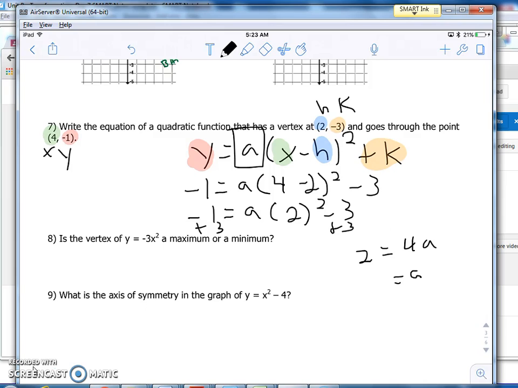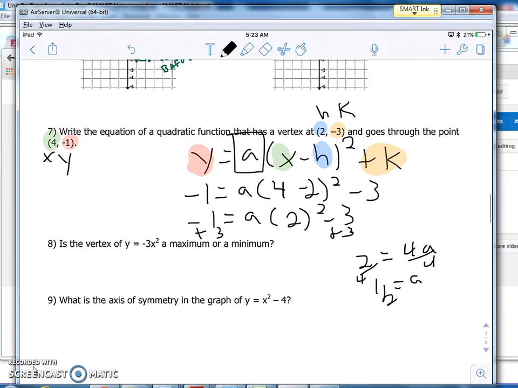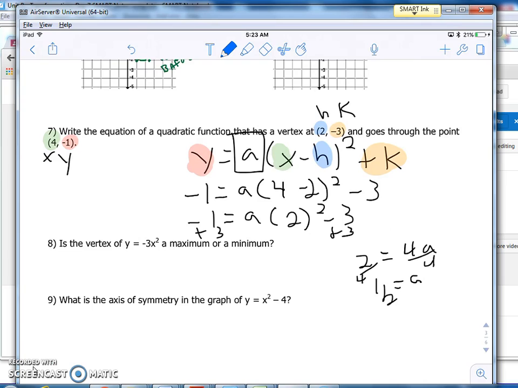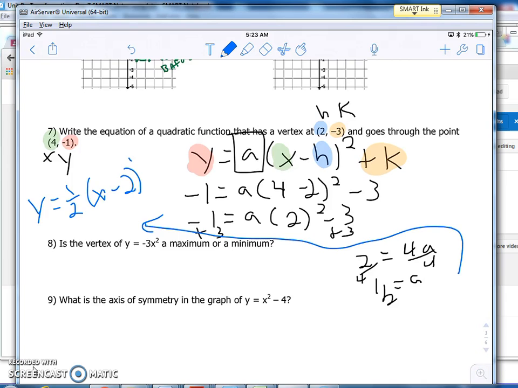And a is 1. We need to divide both sides by 4. So we need to write the equation, which we don't seem to have room for, do we? I'm going to put it in blue over here. So the equation: y is a letter, a is the number, x is a letter, and everything else are your numbers. There is the equation of that line.